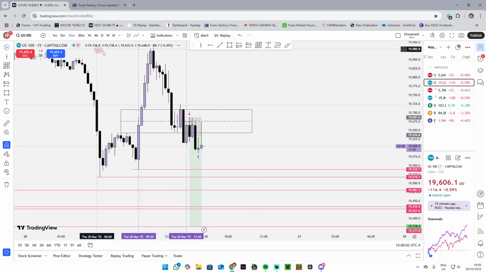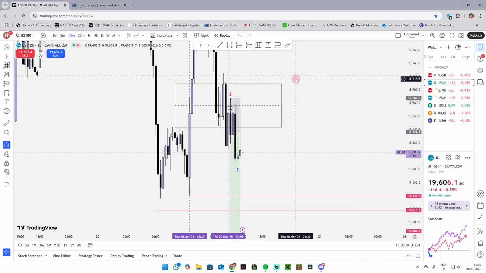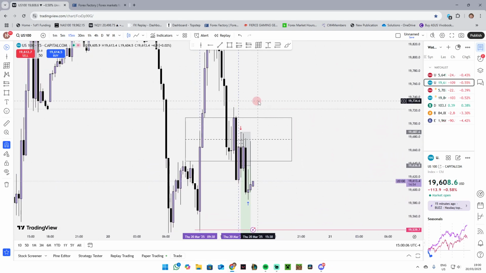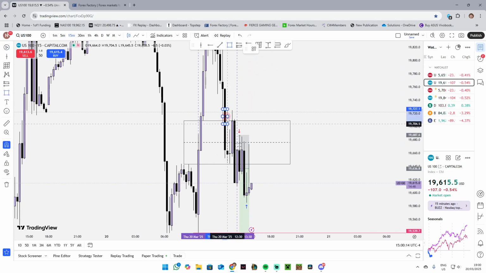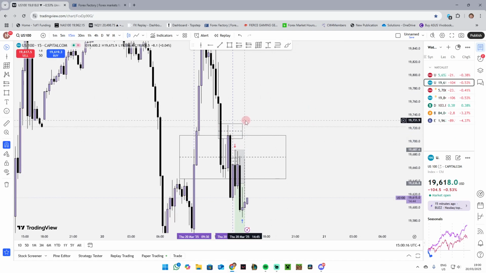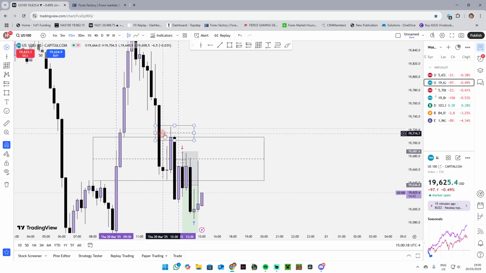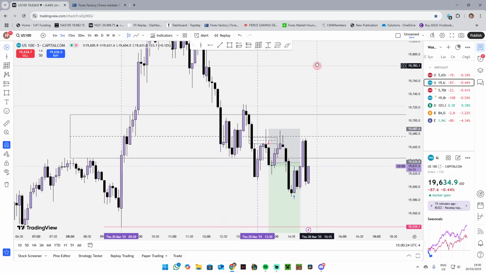So I go into 50 minute. I'm like, well, what highs and what internal highs do we have? Boom. Very first one I see is this, and instantly when price taps that, I count that as a liquidity sweep. Oh, almost. Yeah, almost.